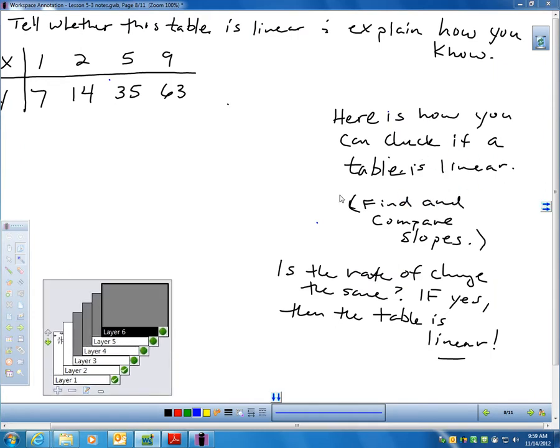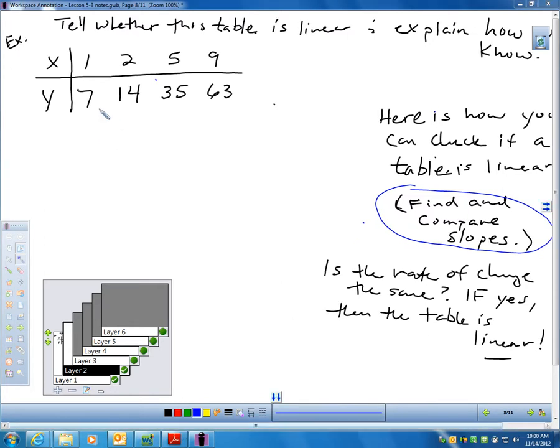You just have to find and compare the slopes. You've got to find the rates of change. If the rates of change are the same each time, then yes, the table's linear. If they're not the same, then it's not linear. Linear means there's a constant rate of change. It's a straight line, okay? So let's check and see if this table is linear.